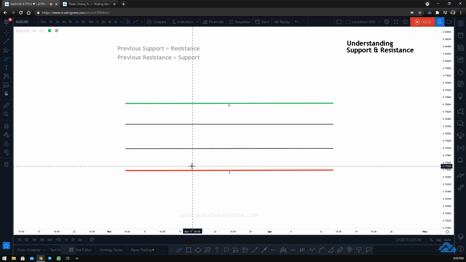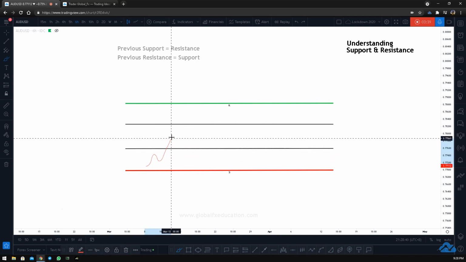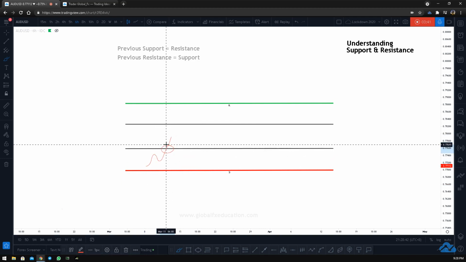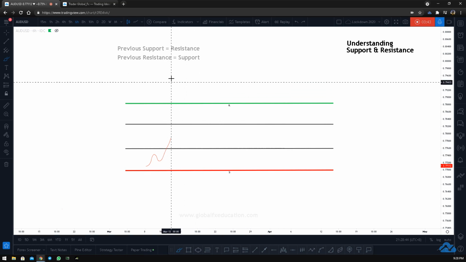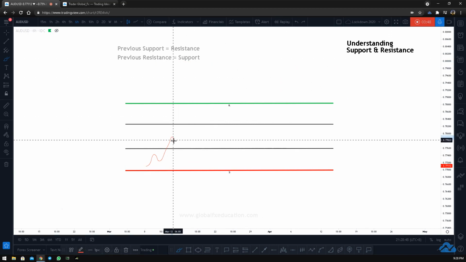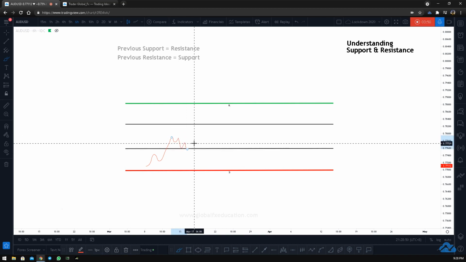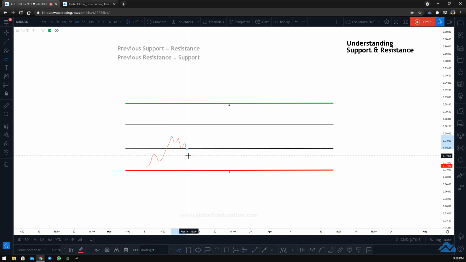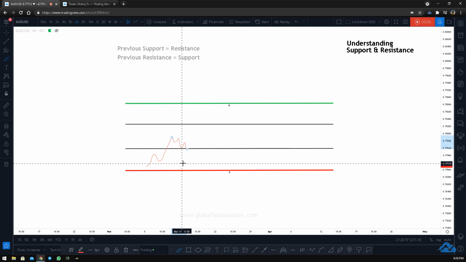Okay, so if the market is coming up and we find that the market has already broken a resistance zone over here, that resistance zone will then become a support area or support zone. So the market has to come back to this area in order to collect more buy orders in that area. Let me show you guys in a better example.